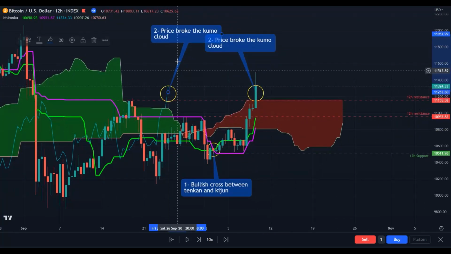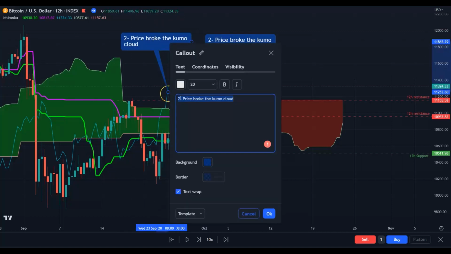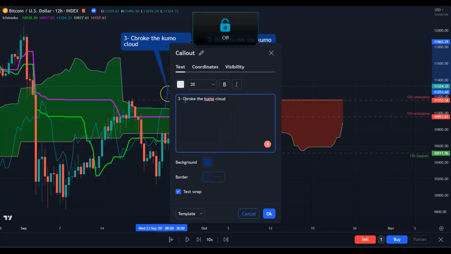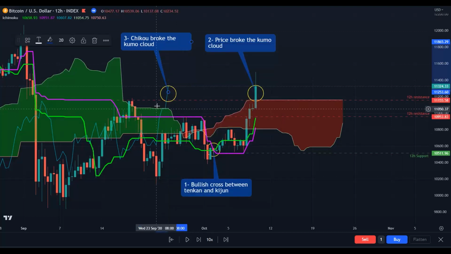This is another bullish sign for me. Okay, so here Chikou also broke the Kumo cloud to the upside. This was the Kumo cloud above the Chikou, which acted as a resistance, and now Chikou span is in a free space. Okay, and we want it to be in a free space. So I have three bullish signs.